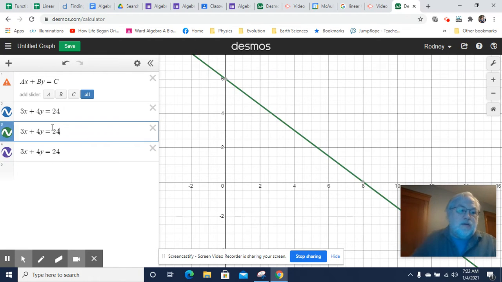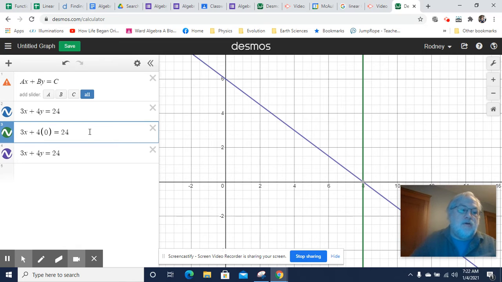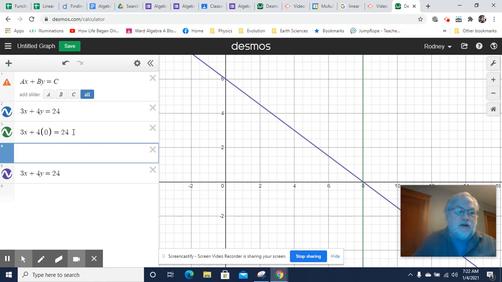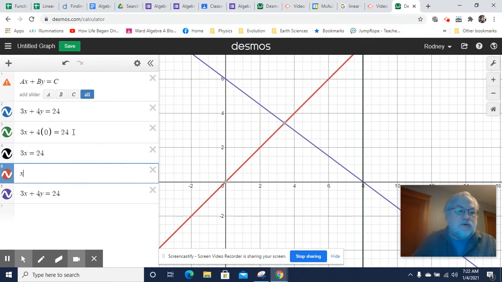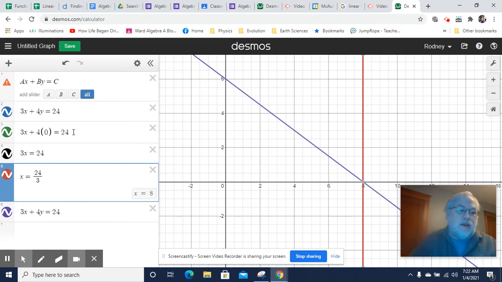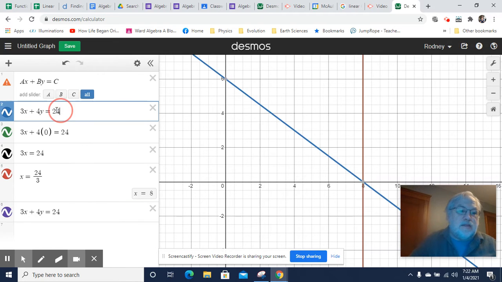So I'm going to make y 0. Okay, so y became 0. And when y became 0, I don't care about 4 times 0. That whole y term is gone. So 3x will now just equal 24. So x will equal 24 over 3. And you might notice that the x-intercept is just equaling this value divided by this value, the thing that's multiplied times x. So it's 8. That's the x-intercept.